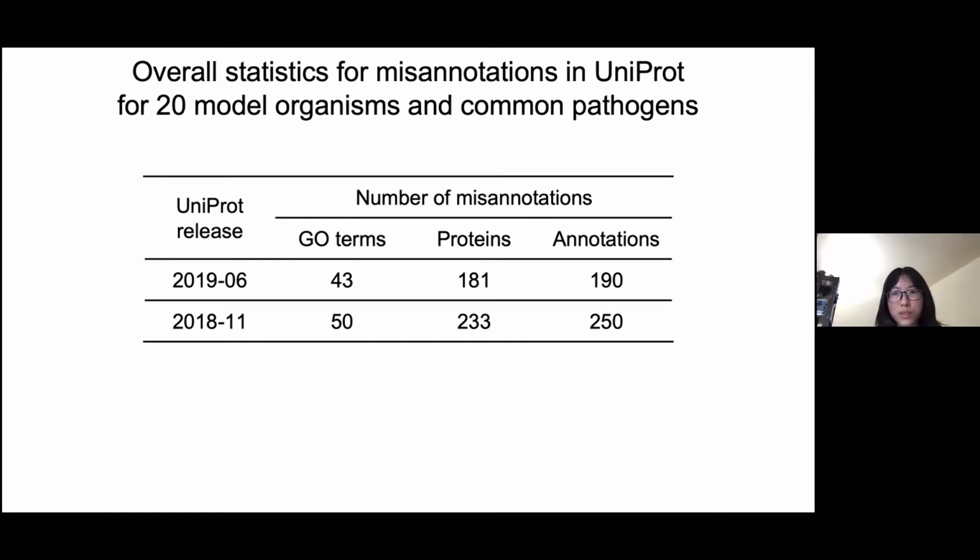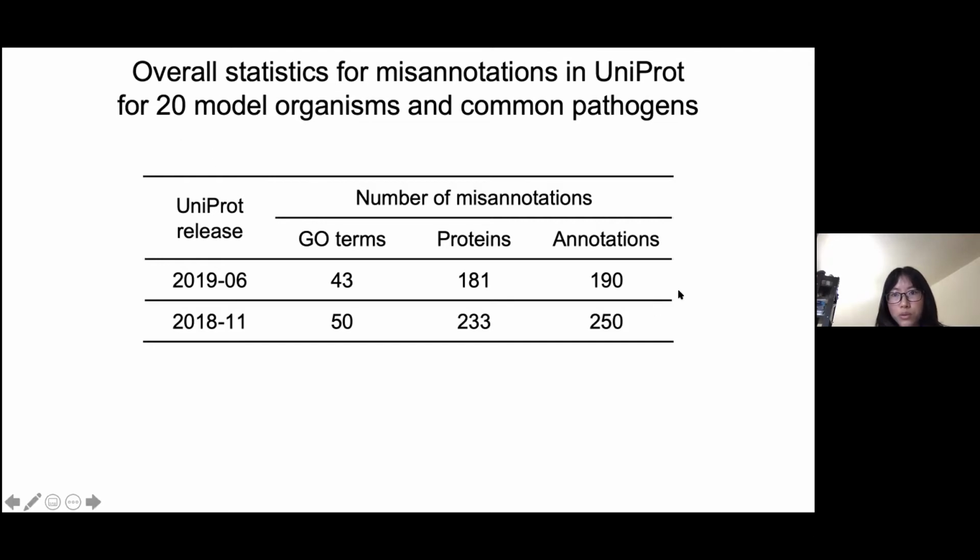Then we select 20 model organisms, including 5 animals, 7 bacteria, 3 archaea, 3 fungi, and 2 plants to apply our retrieval analysis to flag potential misannotations. After manually checking the flagged annotations, we found about 200 misannotations for each UniProt annotation release.